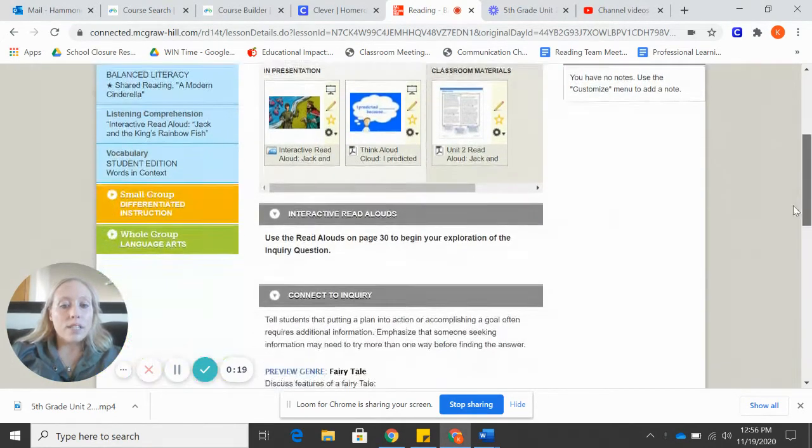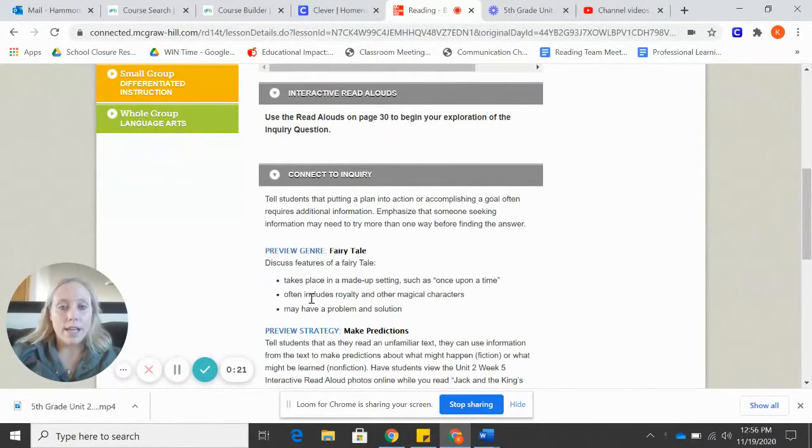The next thing I want us to talk about is fairy tales. That's the type of books we will be reading this week. So let's talk about the different parts of a fairy tale. Takes place in a made-up setting, such as Once Upon a Time, often includes royalty and other magical characters, and may have a problem and solution.